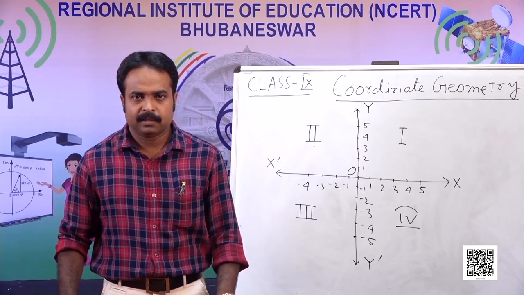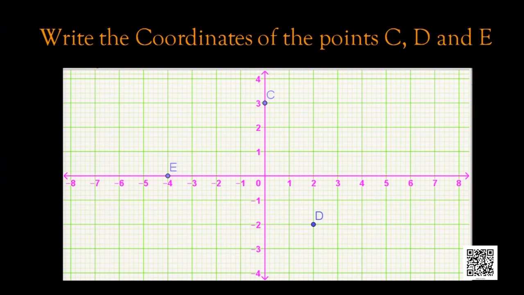Now let us give you a problem. Write the coordinates of the points C, D and E. So this is another problem you have to do, that you have to write the coordinates of C, D and E. So it is easy for you to find the coordinates of C, D and E. Consider the point C lying on the y-axis. So what would be the distance of the point C from the y-axis? As it is lying on the y-axis, the distance of the point C from the y-axis is 0.